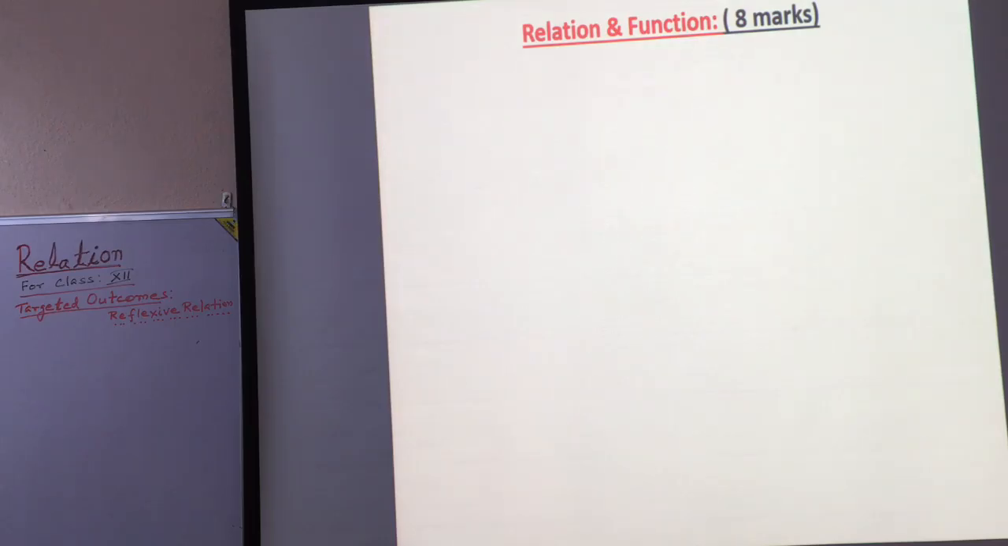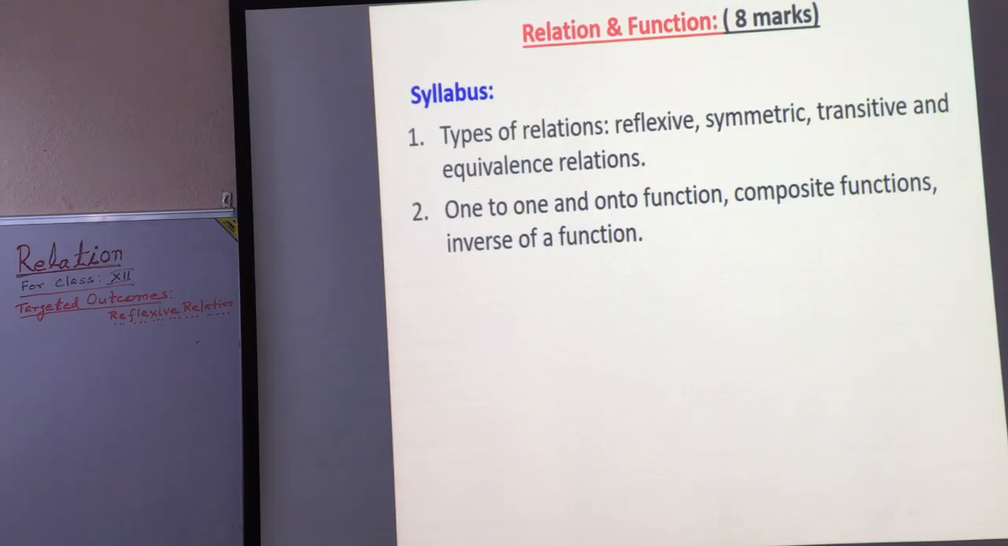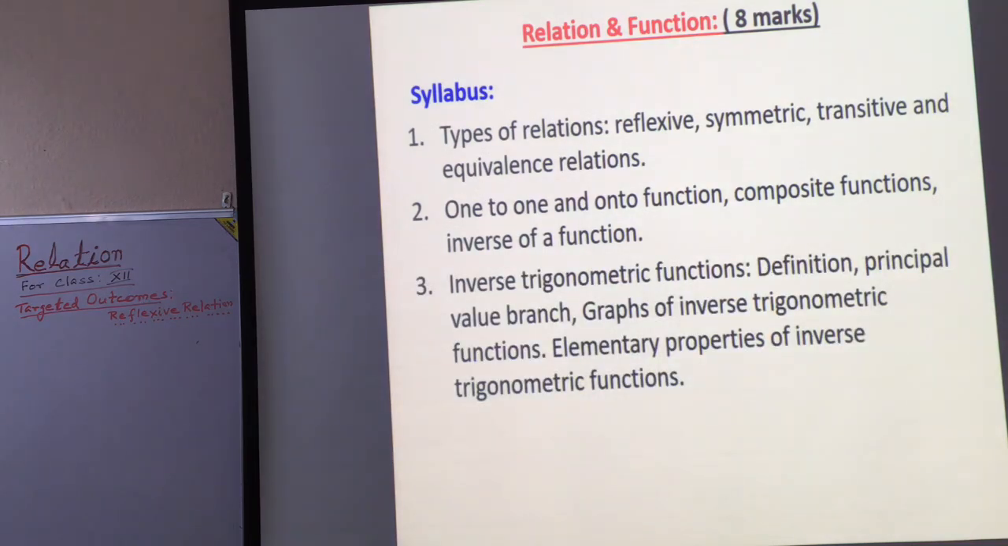In class 12th, relation and function is of 8 marks and it consists of types of relation: reflexive, symmetric, transitive and equivalence relation, one-to-one and onto function, composite function, inverse of function and also inverse trigonometric functions.